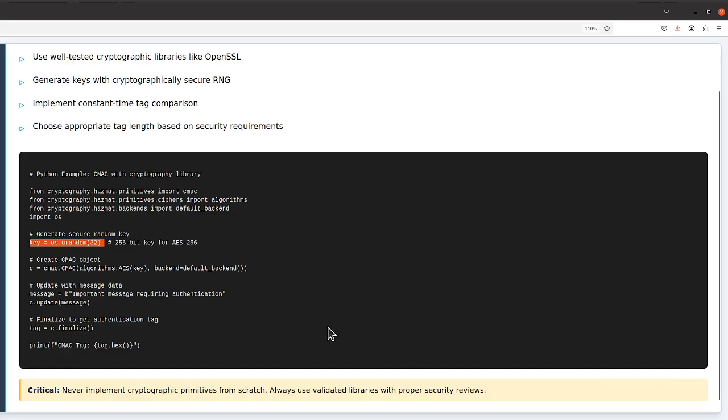When implementing verification, always use constant time comparison for the tags. Many cryptographic libraries provide secure comparison functions specifically for this purpose.